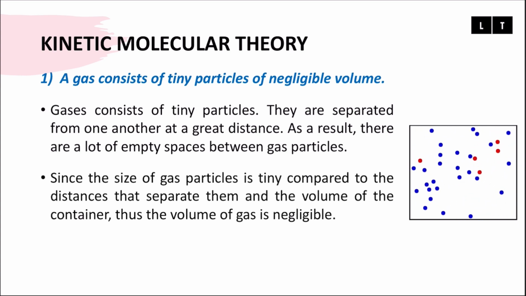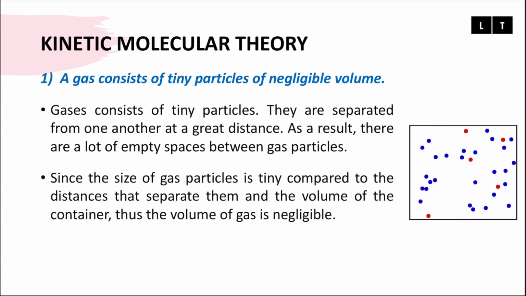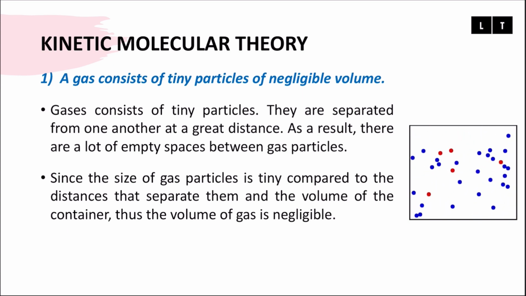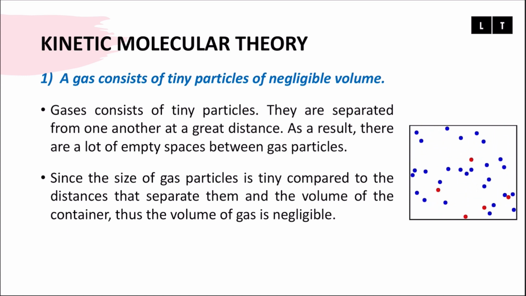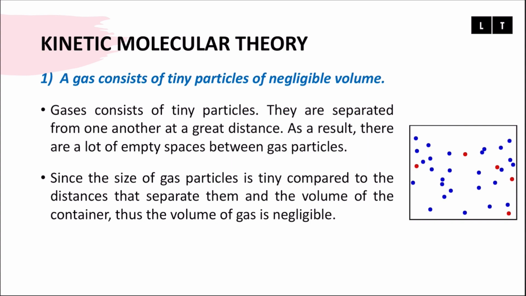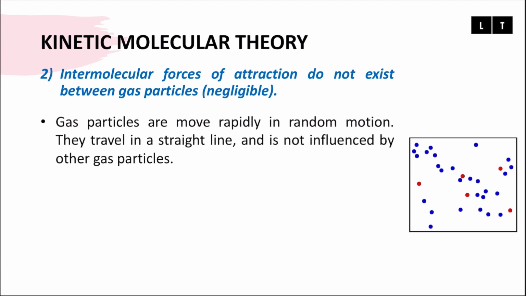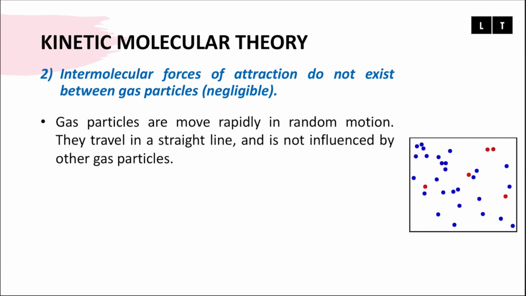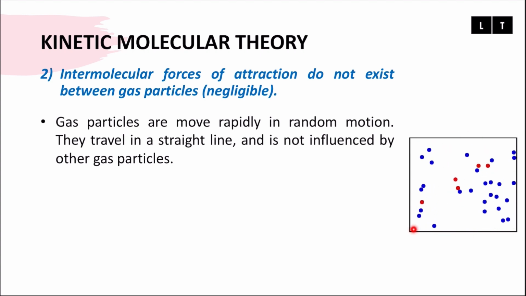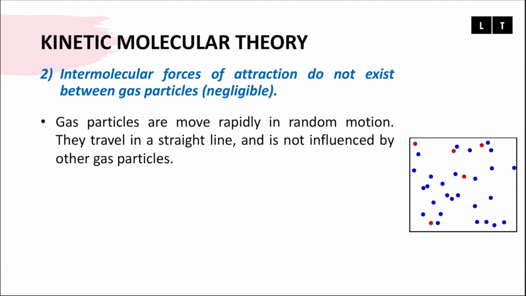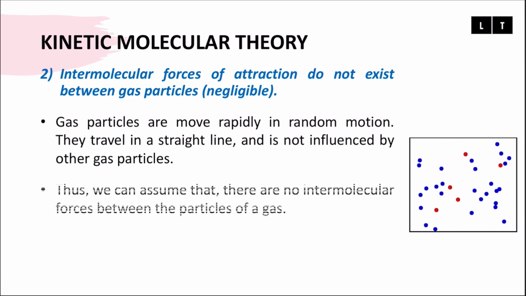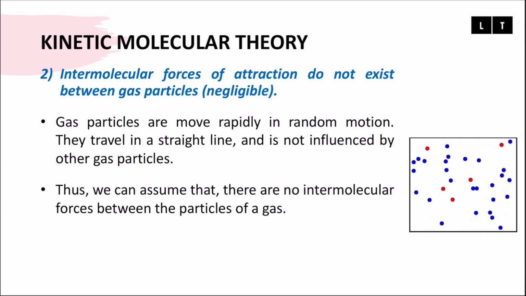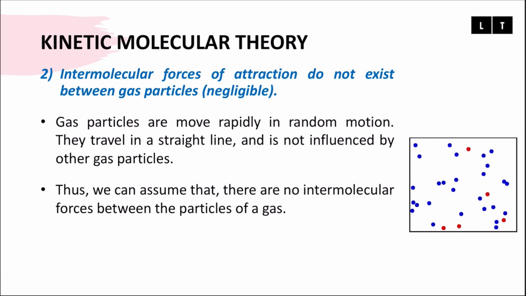And since the size of gas particle is very tiny compared to distance that separate them and the volume of container, so maknanya volume gas tu kita tidak akan consider dalam faktor ini. Sebab tu, the volume of gas is negligible. For the next assumption, gas particle are moving rapidly in random motion, macam awak boleh nampak based on this diagram, and they travel in straight line and is not influenced by other gases. So, we can assume that there is no intermolecular forces between particles sebab dia move straight line sahaja.